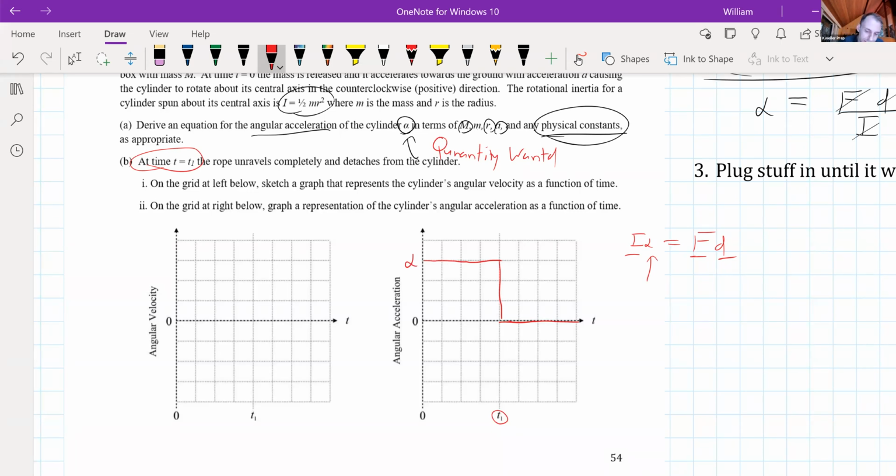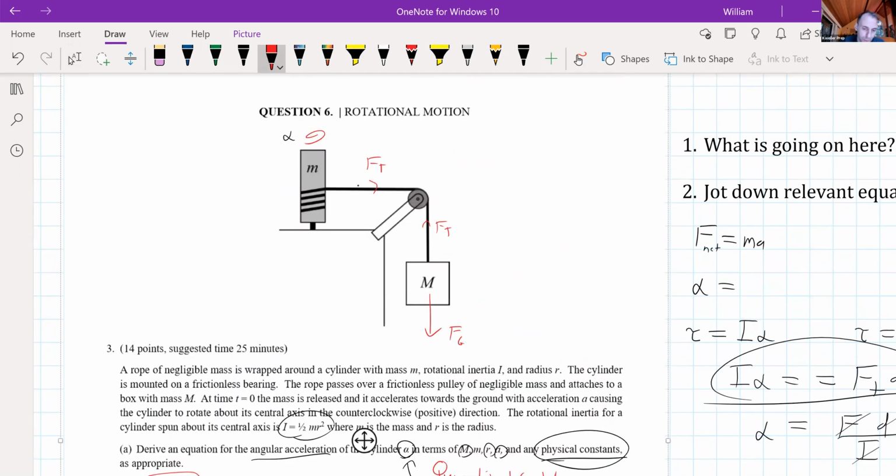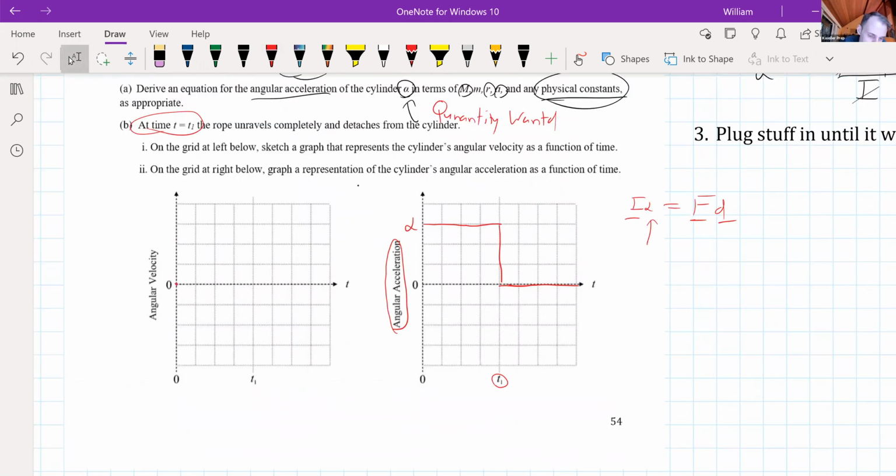Now, again, I did this graph first, which helps me do the second one. With the angular velocity, it begins at rest. Because we've got this rope attached around here, it's going to pull this thing, accelerating it, accelerating it. Constant acceleration means a constant change in velocity, so it's going to be increasing its velocity, increasing its velocity. And then once the rope detaches, velocity is constant. So that would look like this.